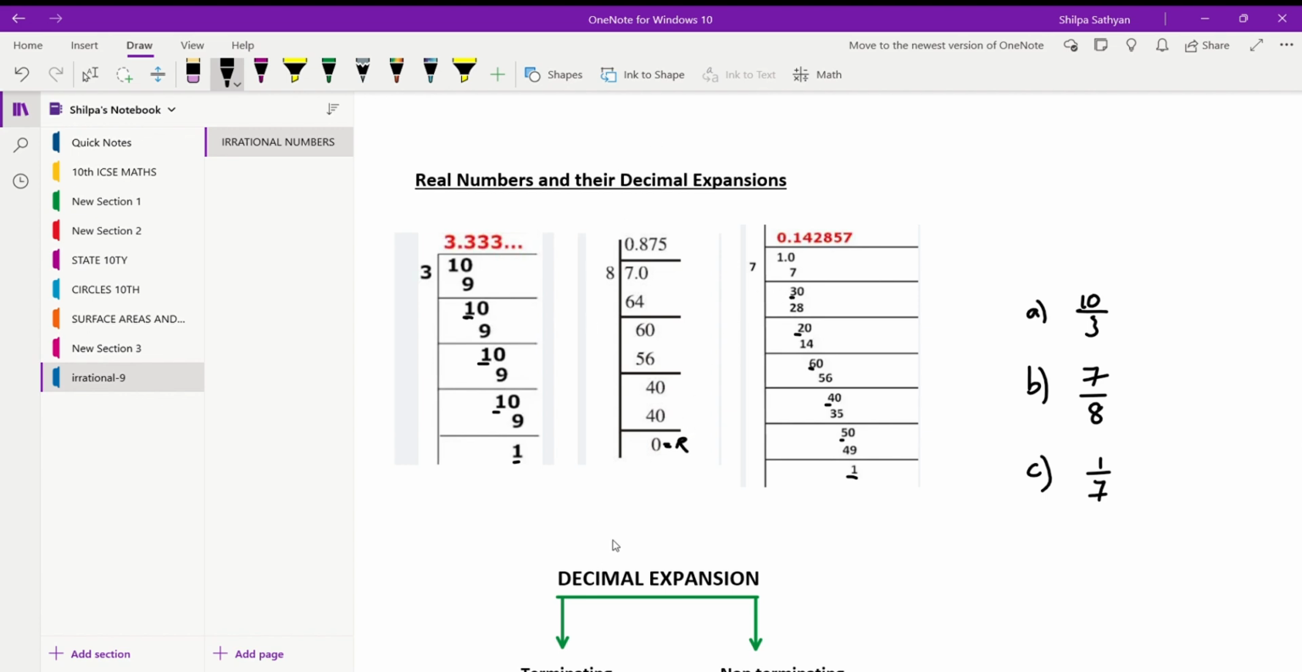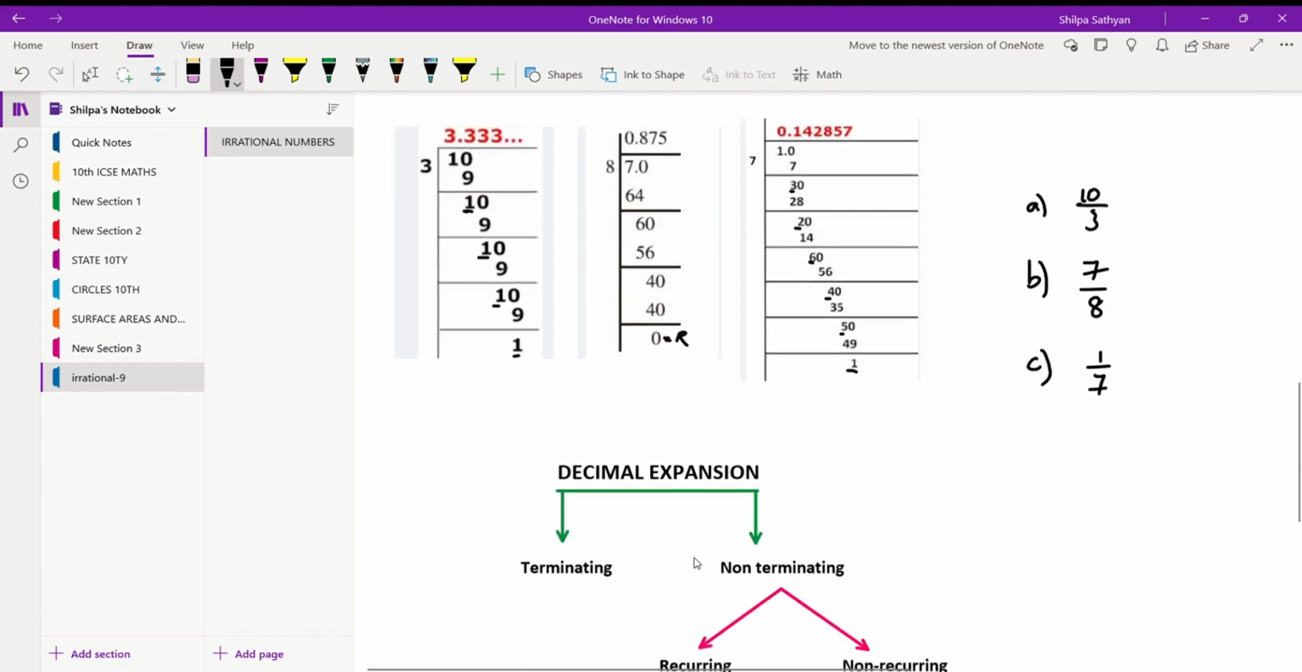So we can say the decimal expansion of such fractions are terminating and non-terminating. Terminating means that after a certain stage, we get the remainder as 0. The example is 7 by 8. So we can say this is a rational. According to the decimal expansion also we can say whether numbers are rational or irrational. If it is a terminating decimal, we can say the number is rational.